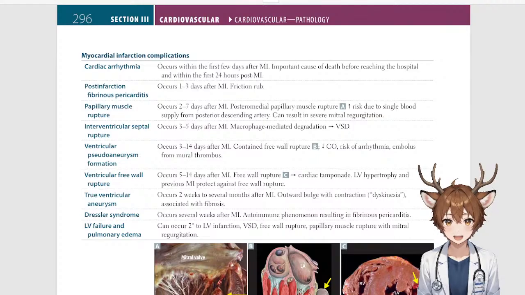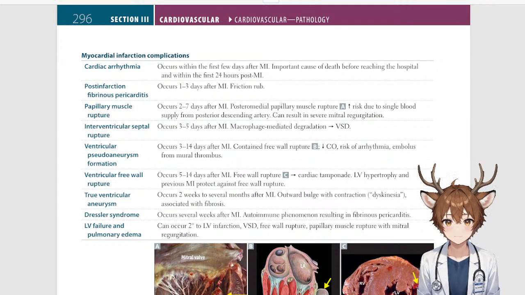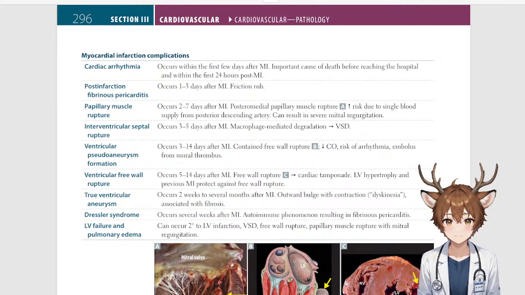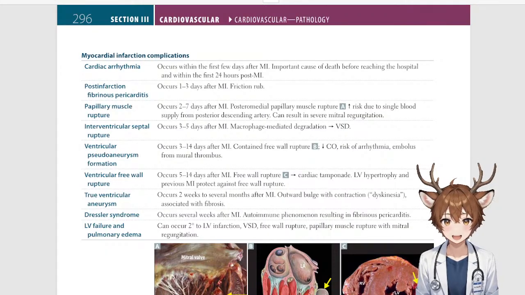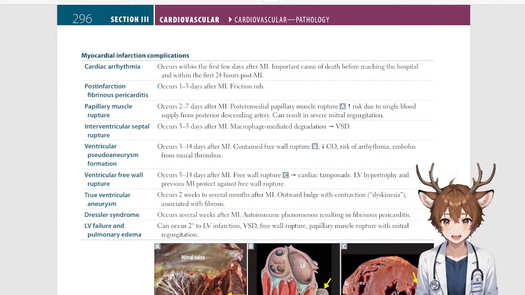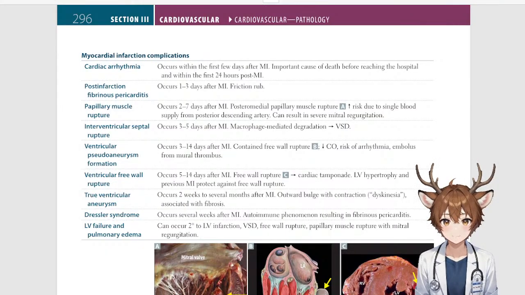True ventricular aneurysm. Again, this is not the pseudoaneurysm, the true ventricular aneurysm. That happens within 2 weeks to several months. So this is after the MI actually happened and after the sort of consequences thereof, right? This is after the first 2 weeks. Symptoms similar to pseudoaneurysm, though. An outward bulge of contraction dyskinesia associated with fibrosis. Okay, because remember, the scar tissue has been forming at this point after the 2 weeks.